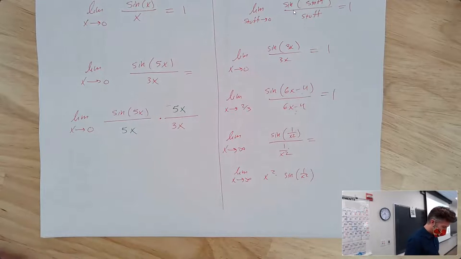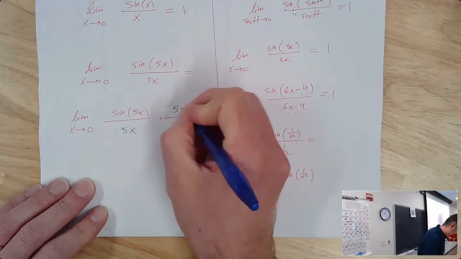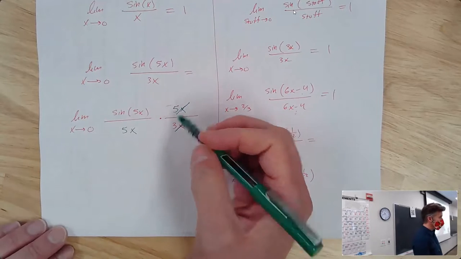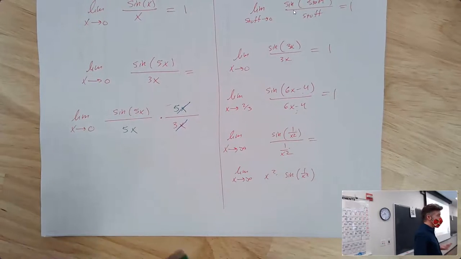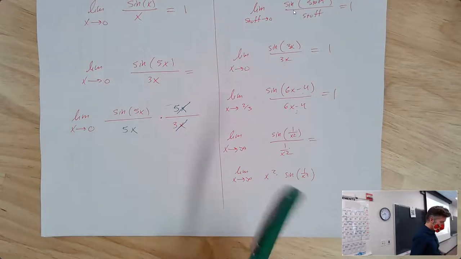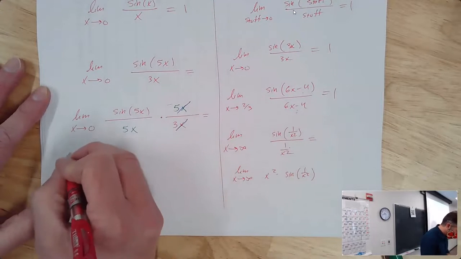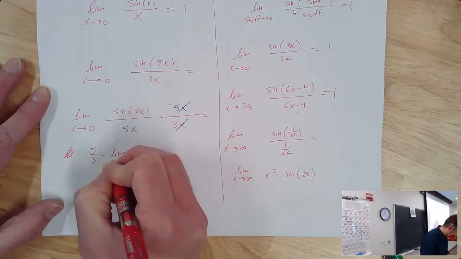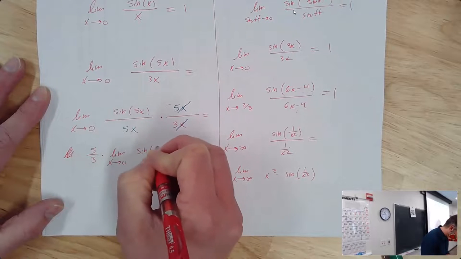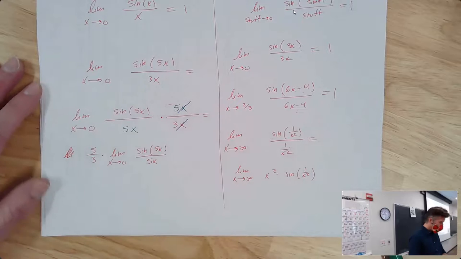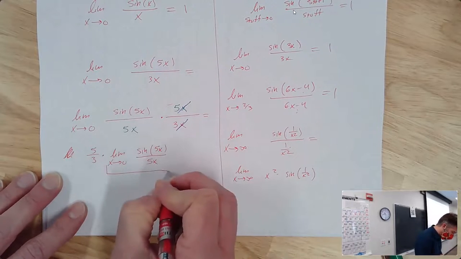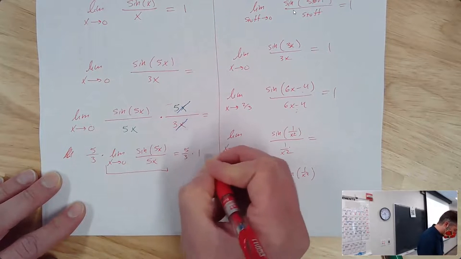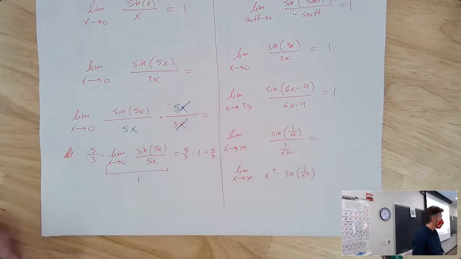Now I can do some algebra. I can cancel some x's. Those x's definitely cancel. And if you really want, you can take this 5/3 constant and bring it out in front of the limit. That's one of our rules of limits: if you have a limit of a constant times a function, you can bring the constant out. Most people don't do that, they're just kind of lazy. But we can say that's going to be 5/3 times the limit as x goes to 0 of sine of 5x over 5x. And then we're just going to say that is 1, because it is. So we get 5/3 times 1, which is 5/3.